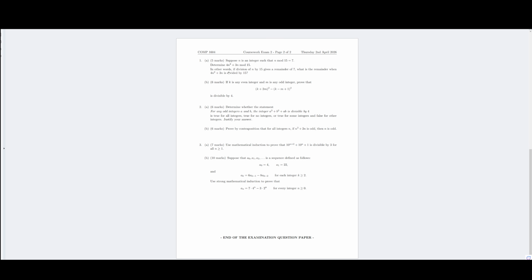So the mod is the same as this. We have to use this somehow to figure out what this thing is, mod 15, and it gives us a little bit of an explanation here. In other words, if division of n by 15 gives a remainder of 7, then what is the remainder? So they are giving you a little bit of a guide here. Let me pull up the canvas here.